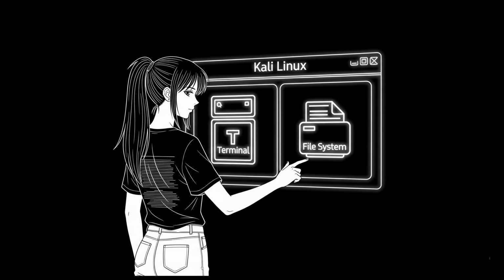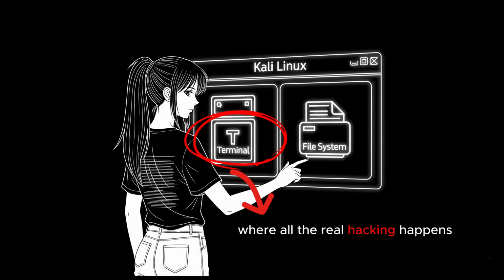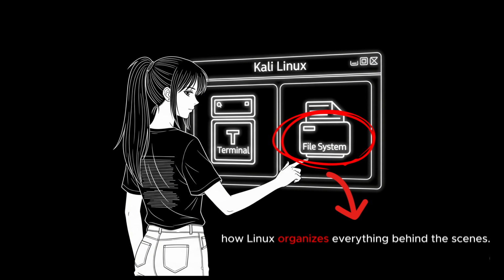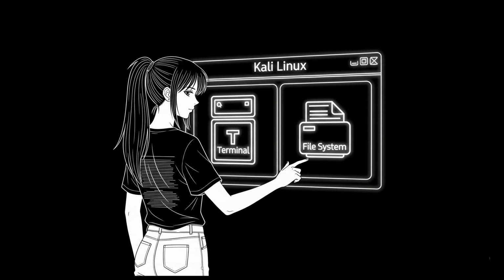Let's jump in and take a quick tour of Kali Linux. It's better to take a quick look at two core things you need to know right away: the terminal interface, where all the real hacking happens, and the file structure, how Linux organizes everything behind the scenes. These two are the foundation. Once you get comfortable with them, everything else will start to make sense.